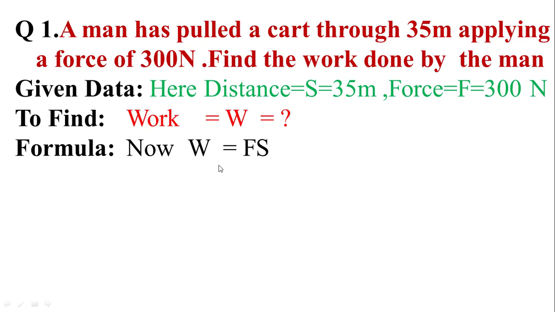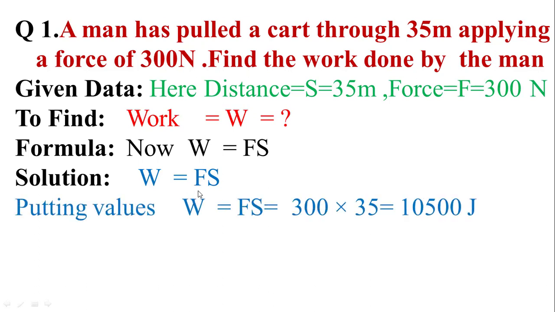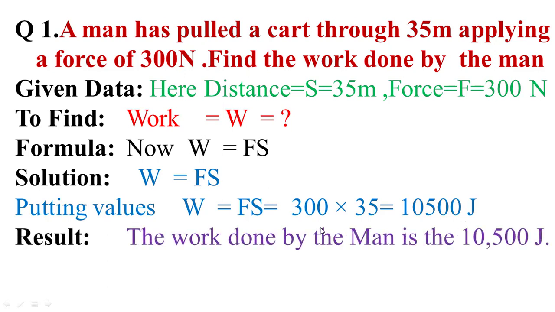Formula: W is equal to Fs. Solution: W is equal to Fs. Putting the values, the value of S is 35 and the value of F is 300. Multiplying 300 by 35 is equal to 10,500 joule. So the result is: the work done by the man is 10,500 joule.